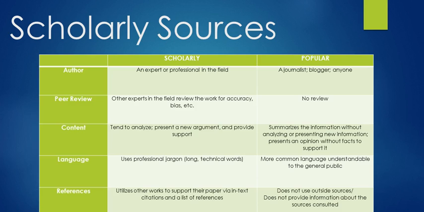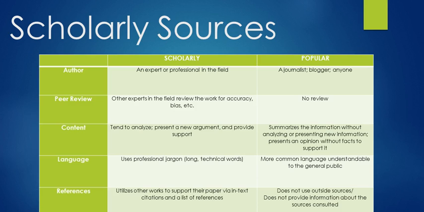Now we move on to content. In a scholarly article, you will notice that the content is more analytical and digs deeper into its subject instead of just summarizing information. The author may even present new evidence and will always provide support for their argument. Our fourth component is language. You'll notice more professional jargon in scholarly articles, the technical words associated with the field, such as adenocarcinoma instead of lung cancer.